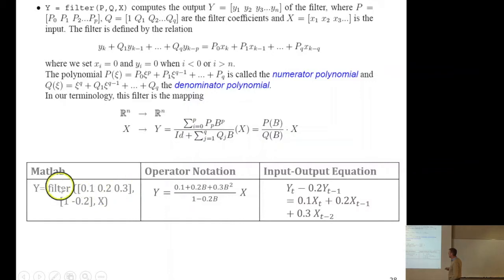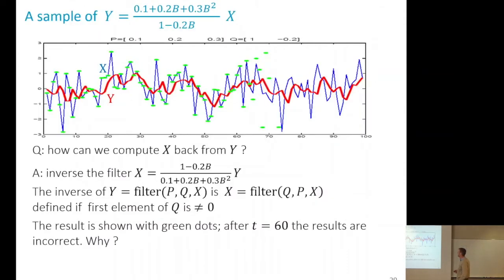For example, if I use MATLAB with this input polynomial, 0.1, 0.2, 0.3, 1, minus 0.2, it means I am simply writing the filter 0.1 plus 0.2B plus 0.3B squared divided by 1 minus 0.2B. So the vector y is equal to this operator applied to the input vector x. And the input-output equation is, the denominator polynomial is in the feedback term, y_t minus 0.2 y_{t-1} is equal to this thing here. So once we understand how it works, it's fairly easy to manipulate.